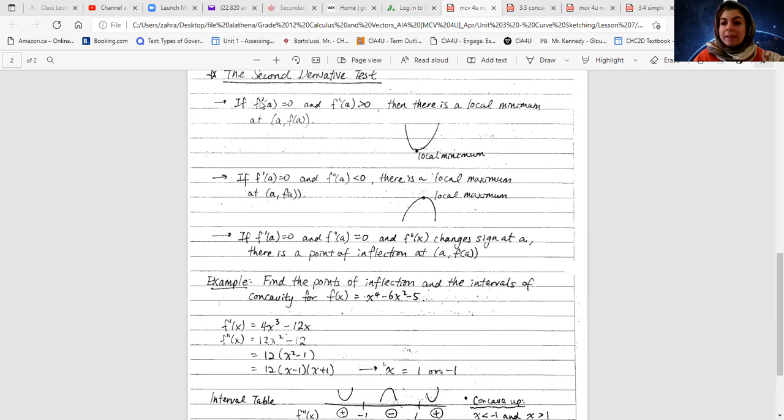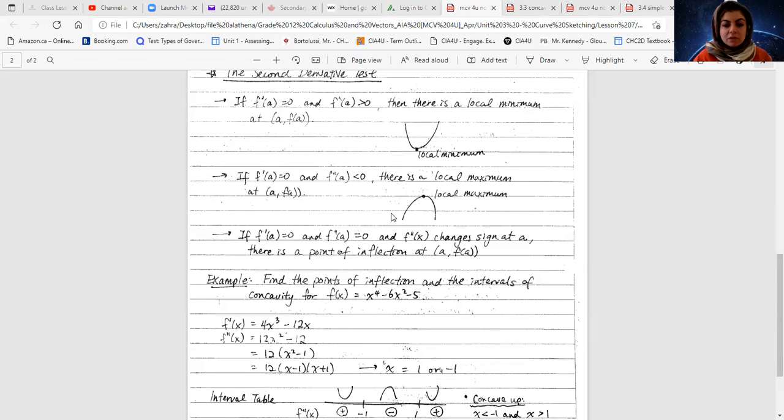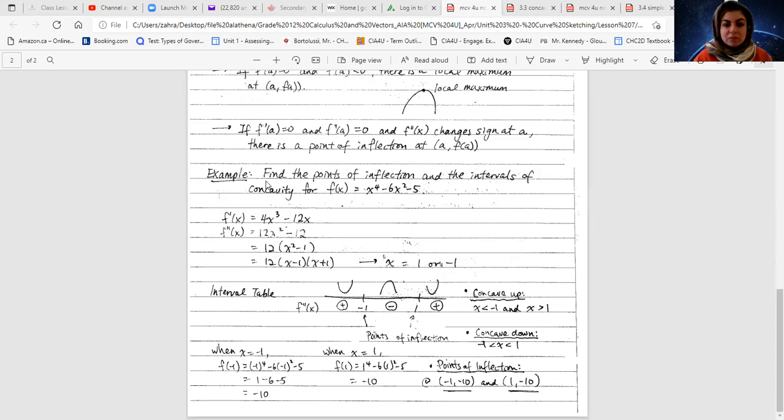Let's say your first derivative at point A is equal to 0, so x equal to A is your maximum or minimum. You take the second derivative and find the sign of the second derivative at point A. If it is positive, it's concave up and you have a local minimum. If the second derivative at point A is negative, it's concave down and you have a maximum. This is how we check whether you have a maximum or minimum.